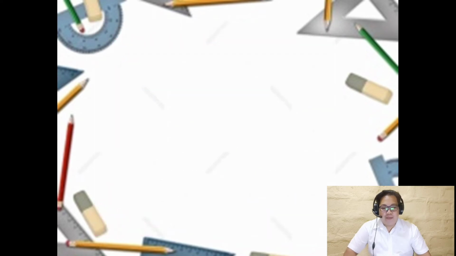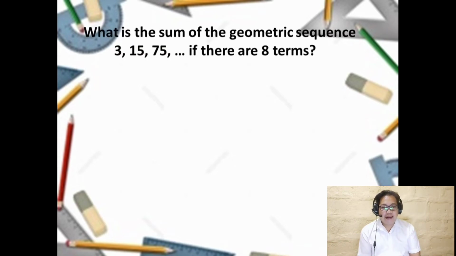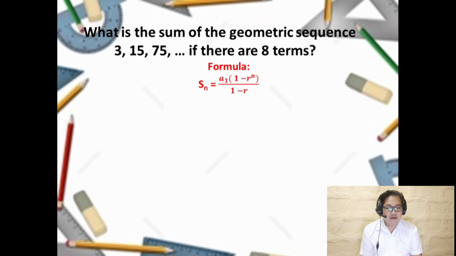Example number 1. What is the sum of the geometric sequence 3, 15, 75, and so on if there are 8 terms? Formula: S sub n is equal to a sub 1 quantity 1 minus r raised to n over 1 minus r. So, hanapin muna natin ang mga kailangan.